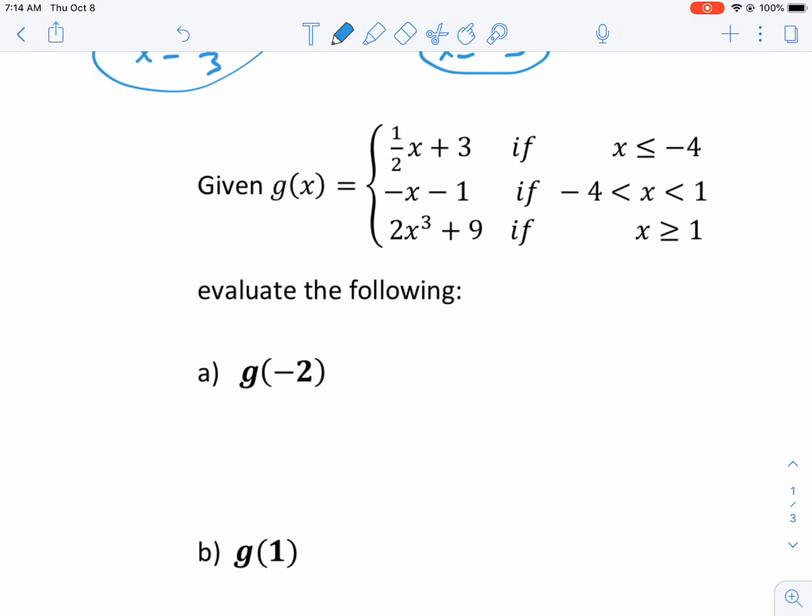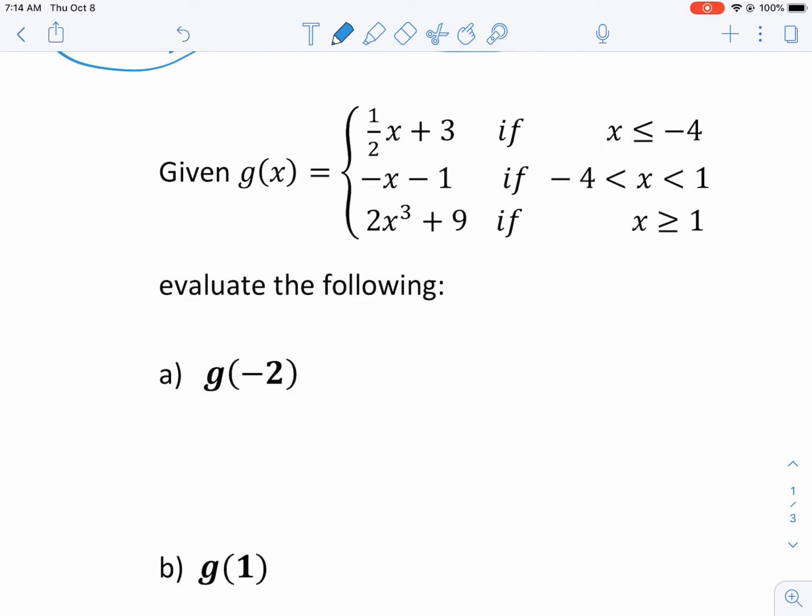Over here, this one we've got 3 functions, but that's okay. You just got to find which one matches which. So -2: is -2 less than -4? No. Is it in between -4 and 1? Yes. So -2 is going to go into the middle one.